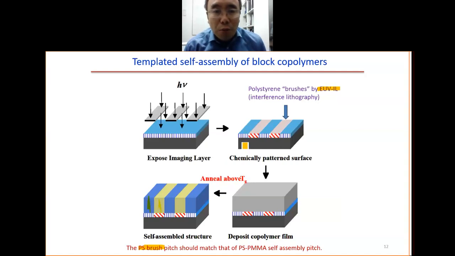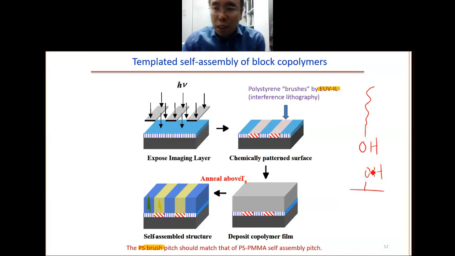So how to make the polystyrene brush? This can be done by using polystyrene with one end terminated by a hydroxy group. On the surface, it's also terminated by a hydroxy group. So this is easy to do. Then you do the high temperature annealing process, 160 degrees, for example, for maybe 2 hours. So this will work. 160 degrees for 2 hours.